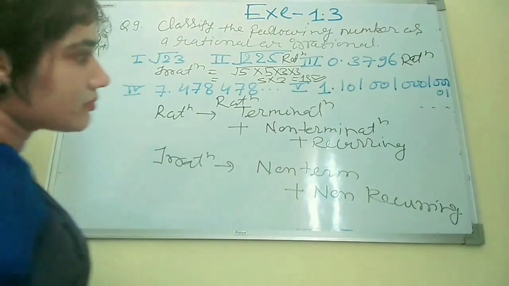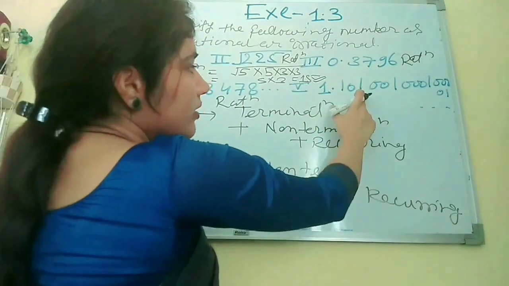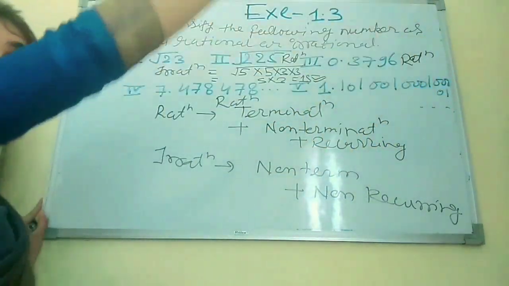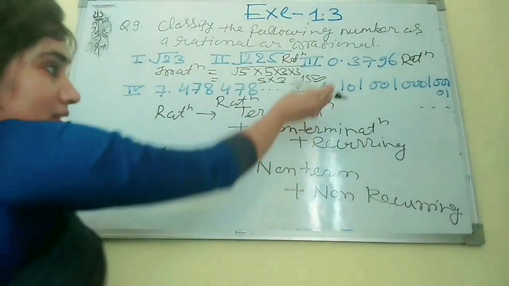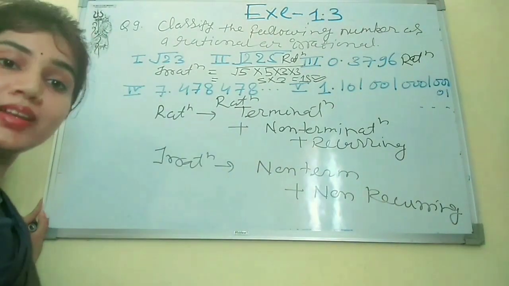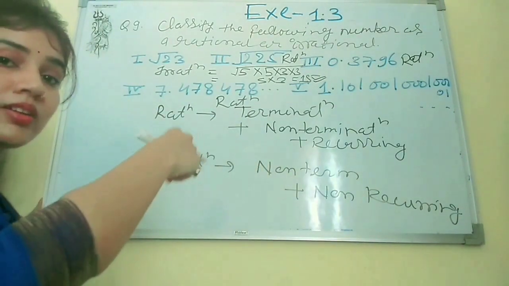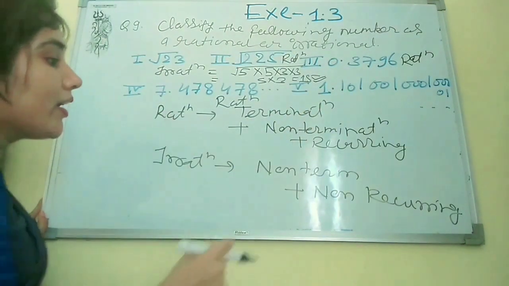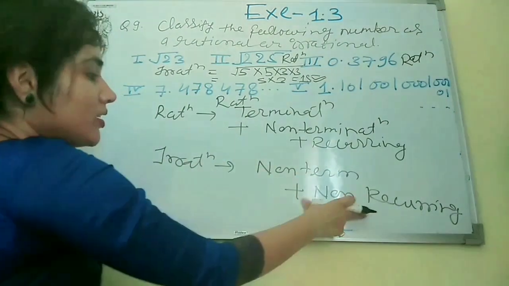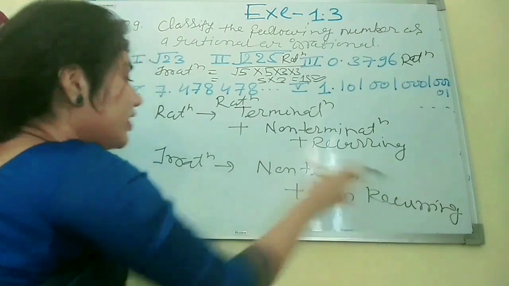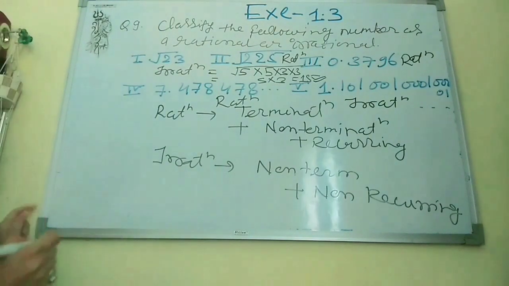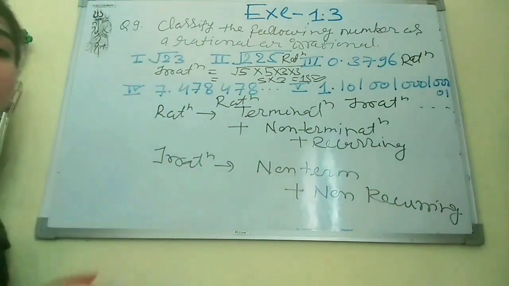Now the fifth one is 1.101001001, four times 0 and then 1, and it is going to infinite times. So we are seeing here that after the point, the digits are not going to terminate. It is going to infinite times, and it is not following any pattern. So this will come in non-terminating and non-recurring. So this is an irrational number. Okay, so guys, this exercise is done.